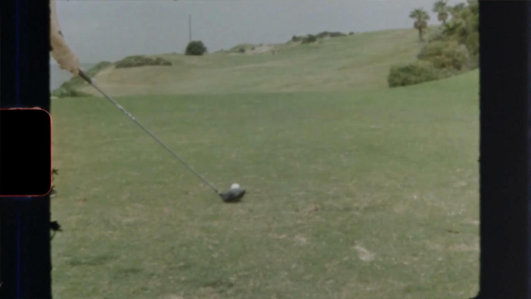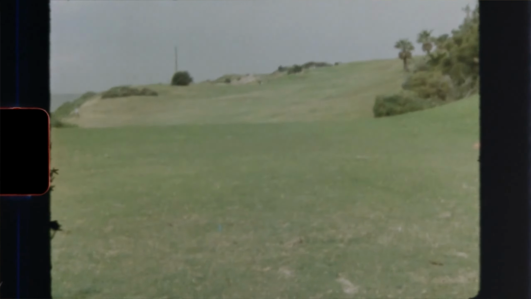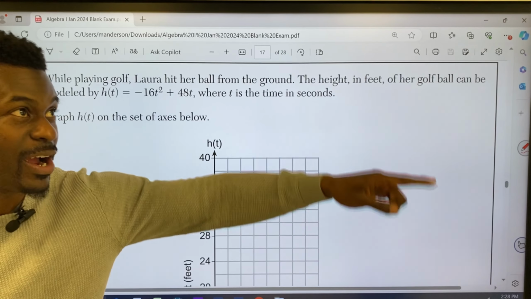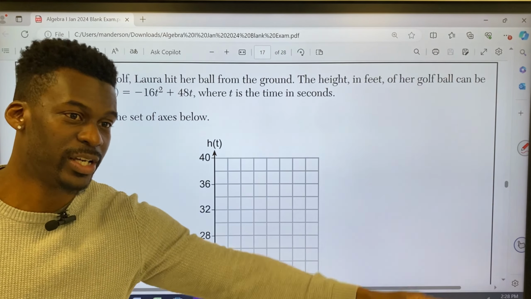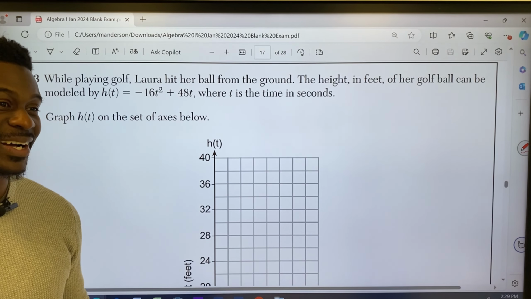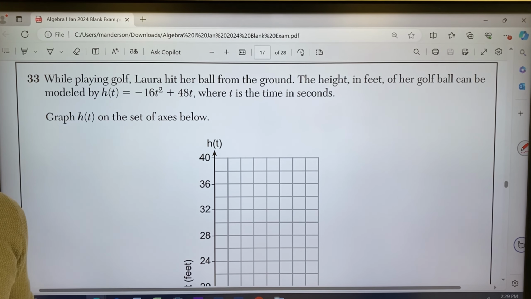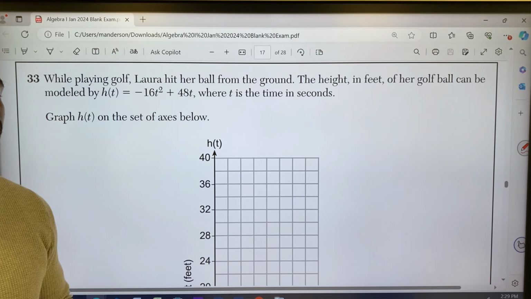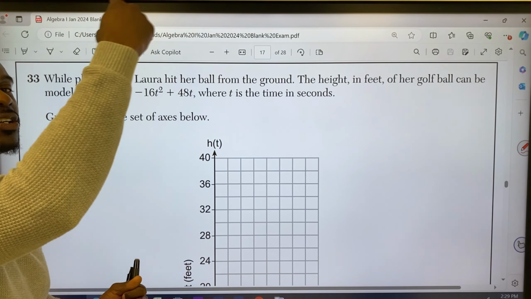Automatically, if I swing and hit a ball, is the ball going to go underground and pop up, or is it going to go over and then down? That would be funny, but we know it doesn't happen like that. It's going to go over and then come down. So we know our graph is going to look similar to that.